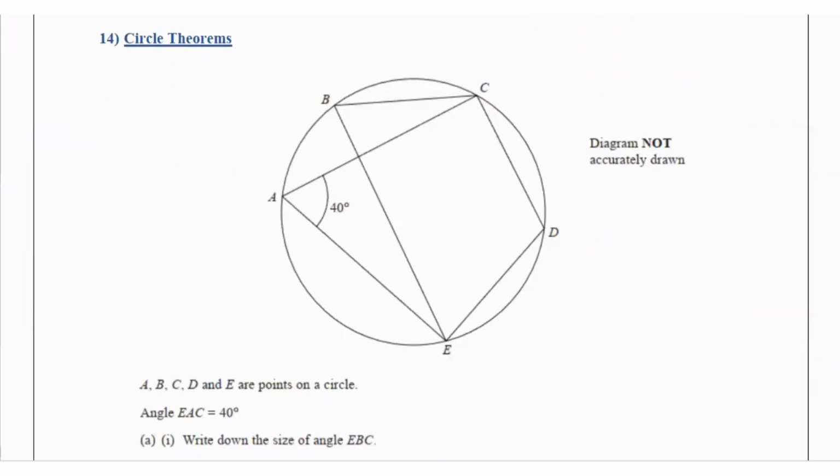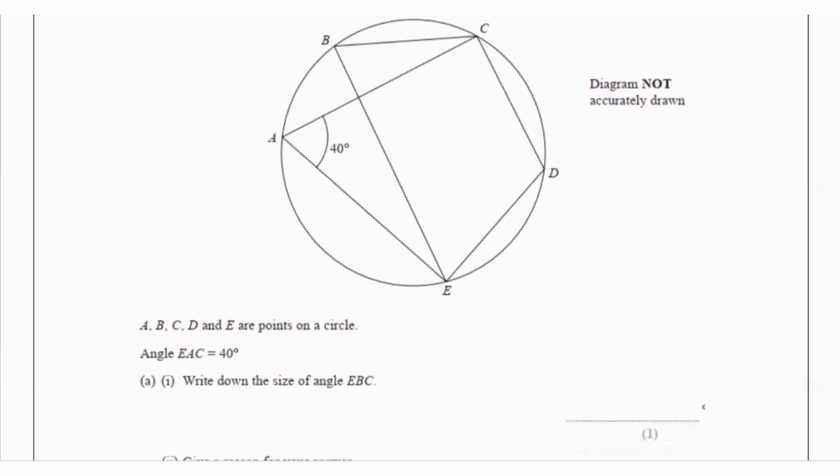Then for circle theorems, it says that A, B, C, D, and E are points on a circle. Angle EAC is 40 degrees. Write down the size of angle EBC. So for EBC, that's this angle.